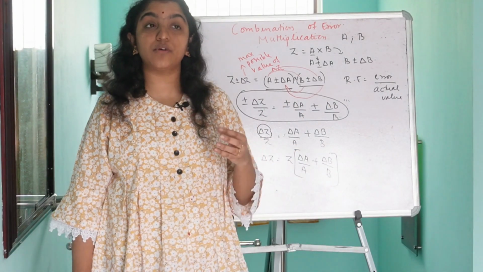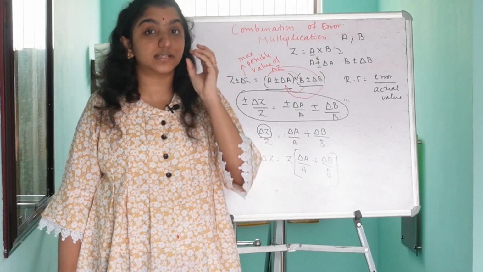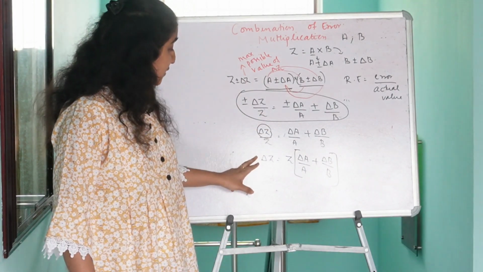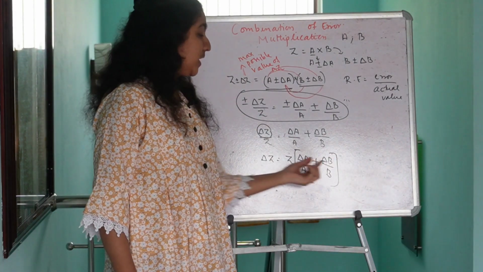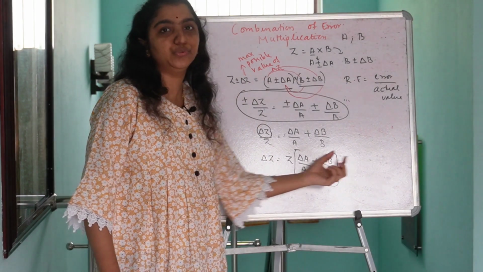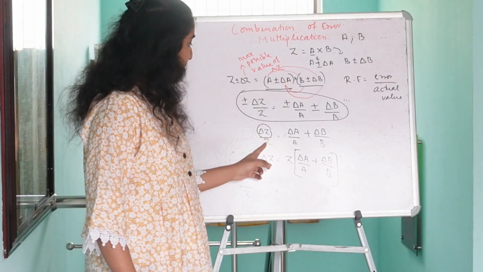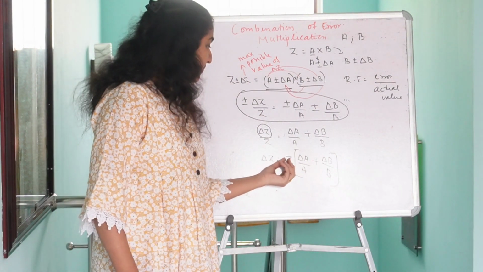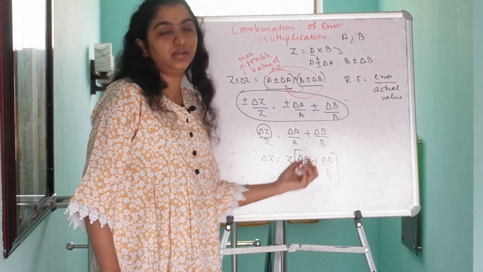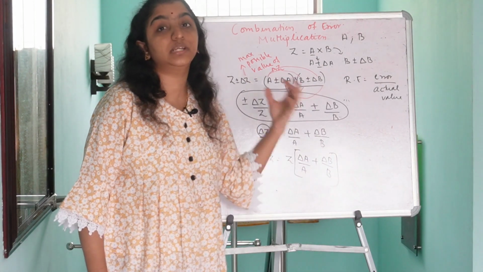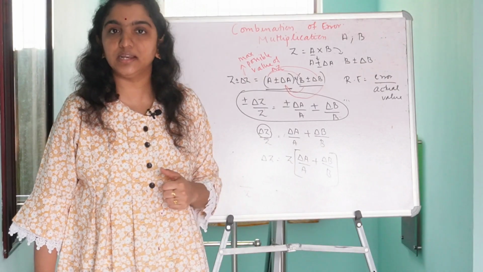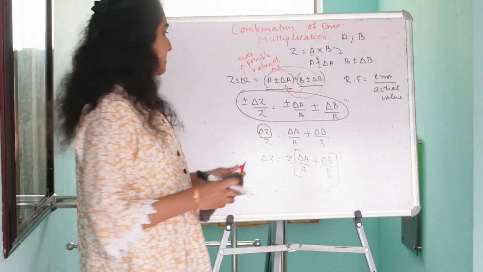If you are asked to find the maximum possible error, simply the error in the resultant, then you have to find what del z is equal to using this equation. It is very easy. You have to simply multiply the value of z with the sum of the relative errors in the individual measurements. Is it clear, guys?